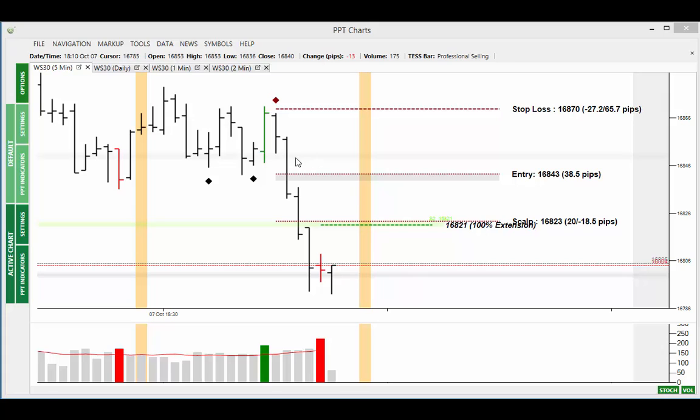So we joined the trade after the market's been filled, gone through the 16,850. We've taken out the support to the left, which is always a good start. And then we see the market going through the 20-point scalp there, and also the support one of the pivots, and then in the next bar the market moves sharply lower again down to the 16,800 level.